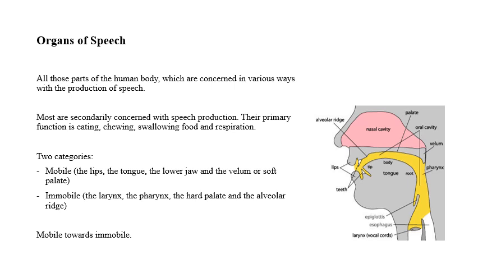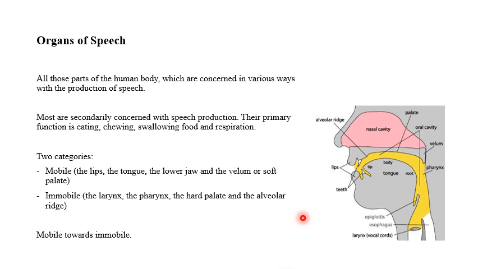Okay? And it's also important to mention that the organs' participation in the process of speech production is secondary. By this we mean that they have other primary functions which include eating, chewing, swallowing food, and respiration. Okay? These organs of speech are illustrated in this illustration, as you can see.